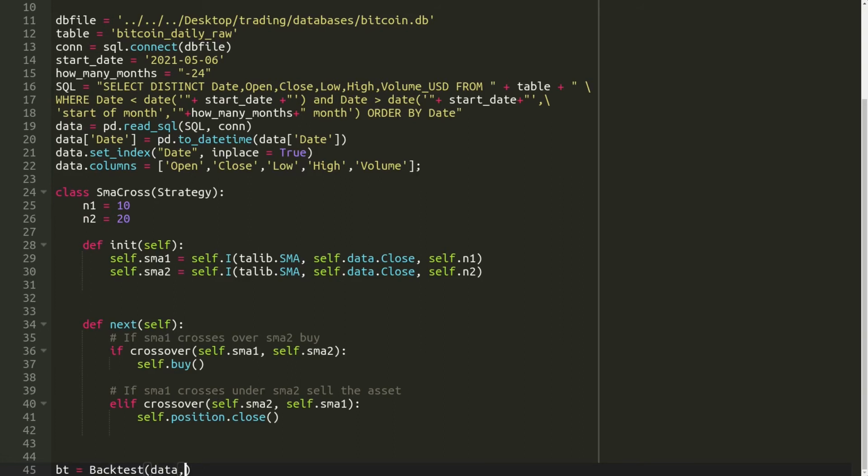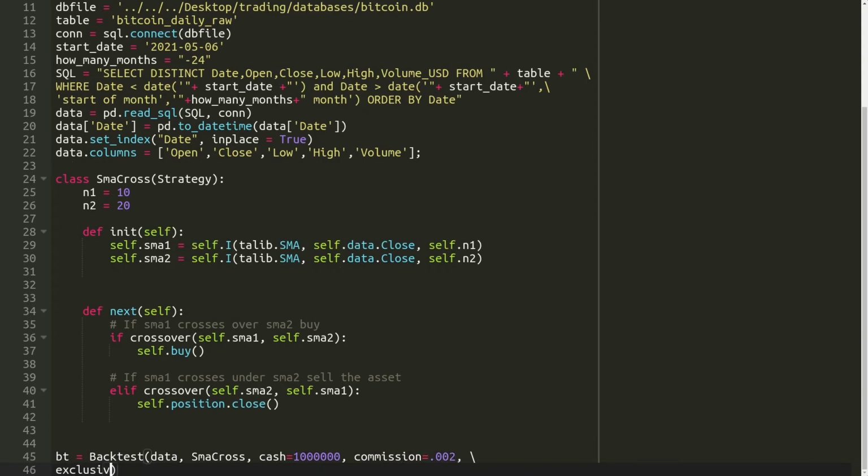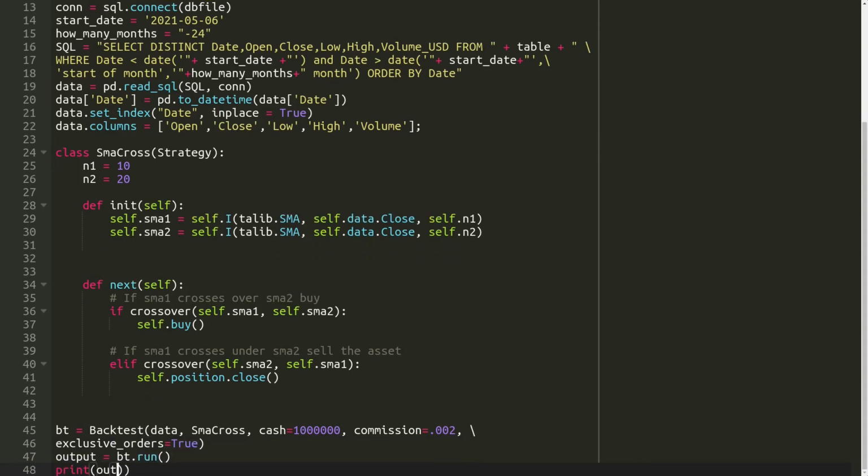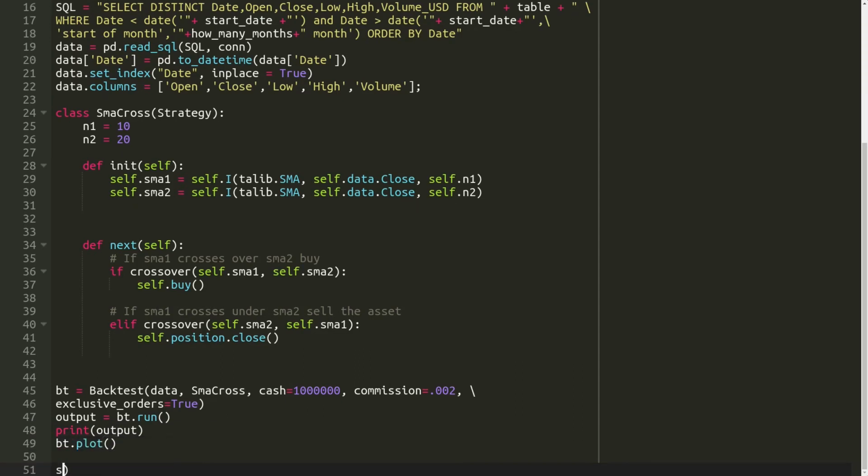Finally, prepare the backtest with SMA cross strategy. We need to give it $1 million because Backtesting.py doesn't allow fractional trading. Then we run the backtest and then get the results to the output variable. Then we print the output to see the results. Then we plot the results.